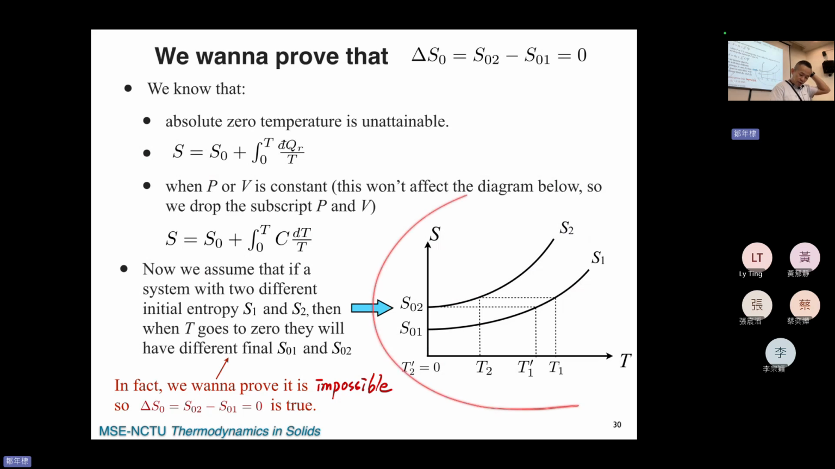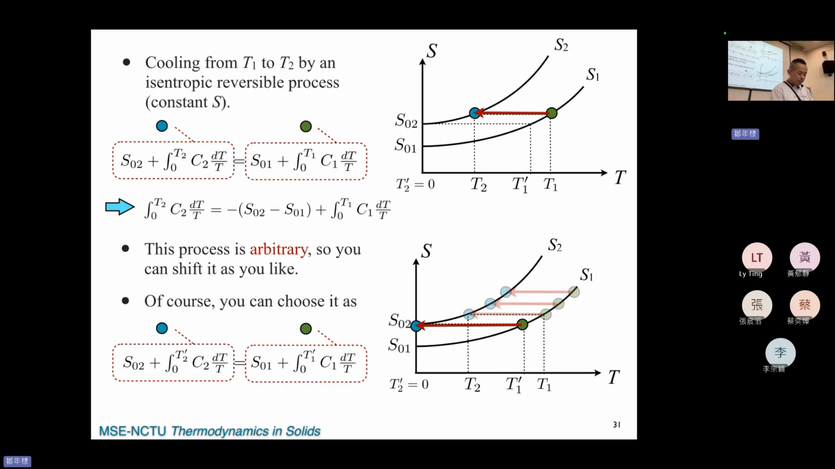Okay, so the figure looks like this. Let's take a look. Cooling from temperature T1 to T2 by an isentropic reversible process. You see there are two lines. If you start from S1, I can do an isentropic reversible process to make S1 go to S2 and get the same value.